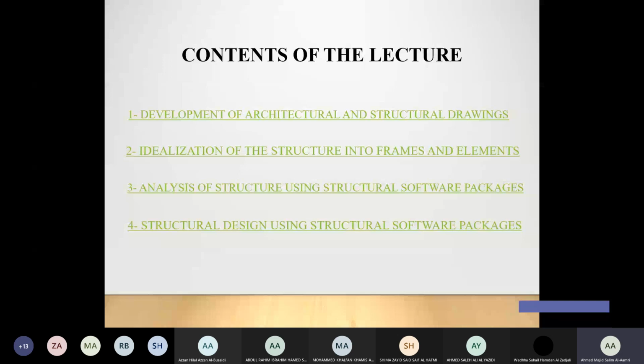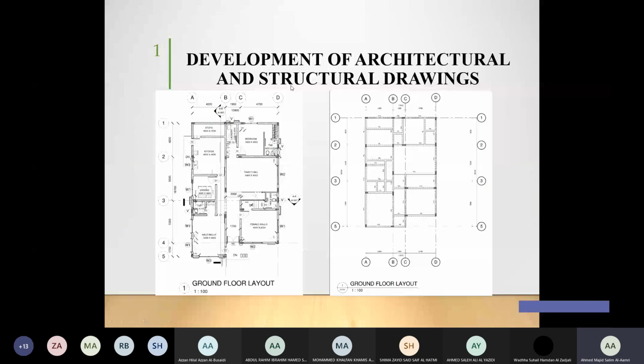So now if you see here, the first step, as we said, is development of architectural and structural drawings. Now if you can see here, we have the architectural drawing on the left side and the structural drawing on the right side. For the architectural drawing, we have secondary elements which are not mainly for structural purposes. We have doors, furniture, and windows. These are non-structural elements which will appear in the architectural drawing. Are we clear with that concept?